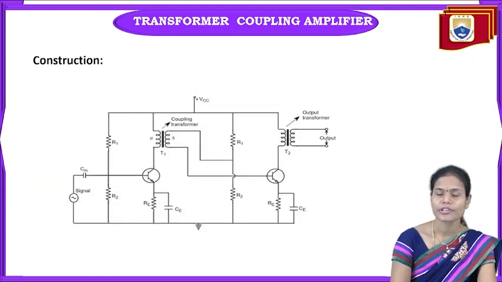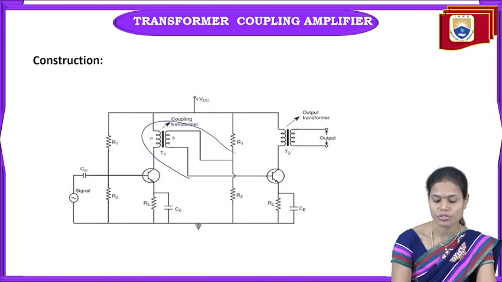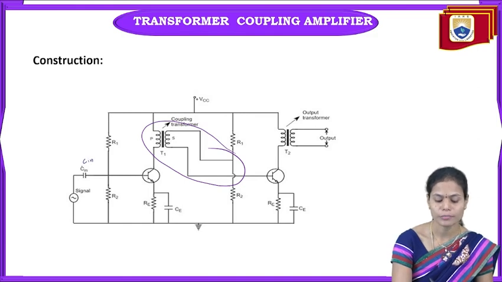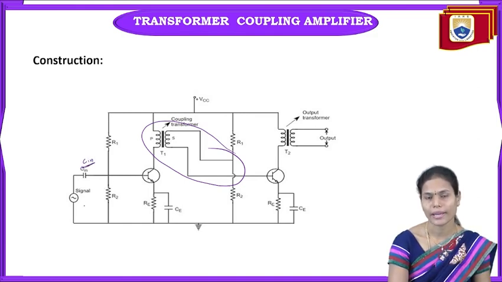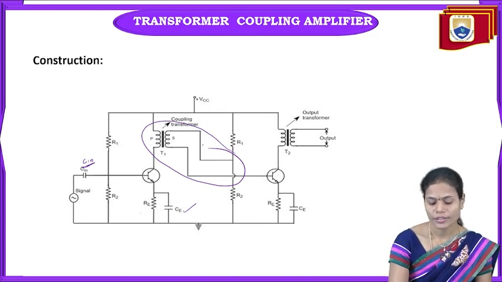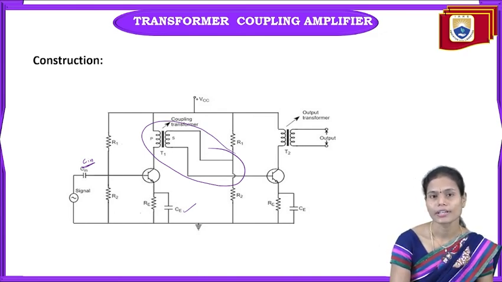This is a similar circuit to what we used in the RC coupled amplifier, but instead of a capacitor, we are using the transformer as the coupling element. Again, Cin is providing the AC signal which we apply to the base of the transistor, and R1, R2 are utilized to provide the proper biasing for the transistor, and Ce provides the path for the amplified AC signal. And here we do not require any collector resistor.